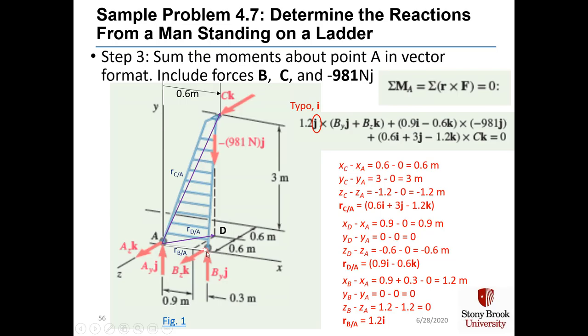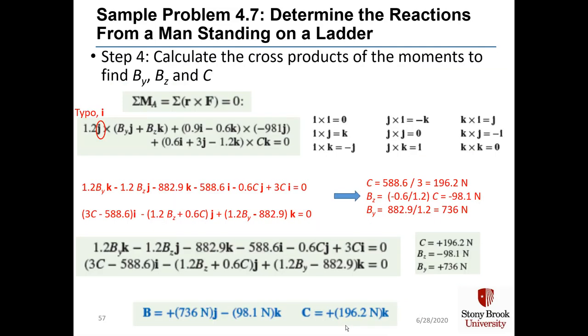Point B is at 0.9 plus 0.3, which is 1.2. Point A is at x equals 0, so R sub B/A equals 1.2 times i. Now we have to calculate the cross products of the moments to find B sub y, B sub z, and C, which is represented by the vector equation: the summation of the moments about A equals the sum of r cross F about point A, and that equals 0 due to equilibrium.